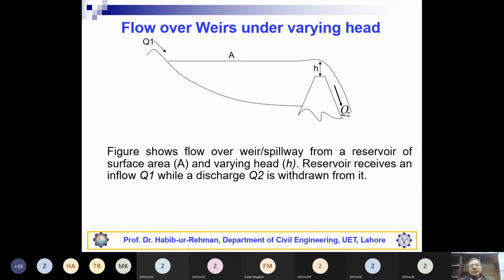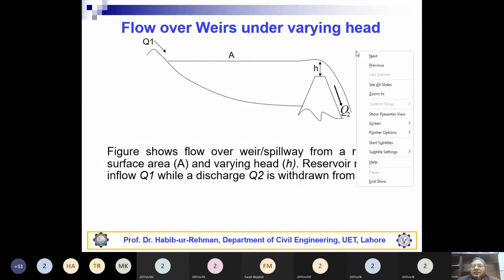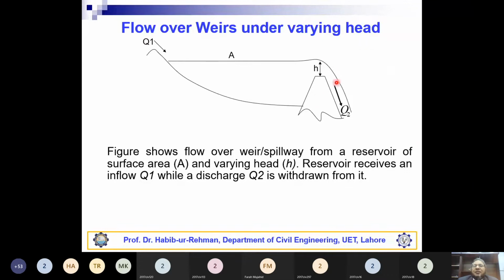Now today we want to discuss a similar problem but flow over weirs under varying head. So this is a weir, you know. Here there is a weir and you know what H is? We very well know about the H. H is the head over the, what is H exactly? Yes, crest of the weir.